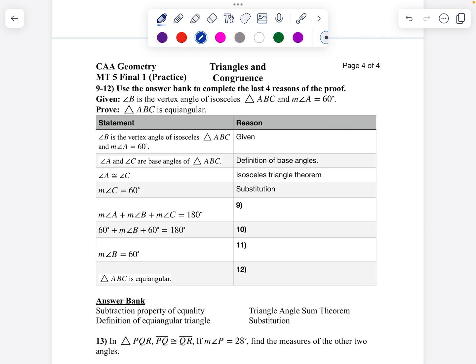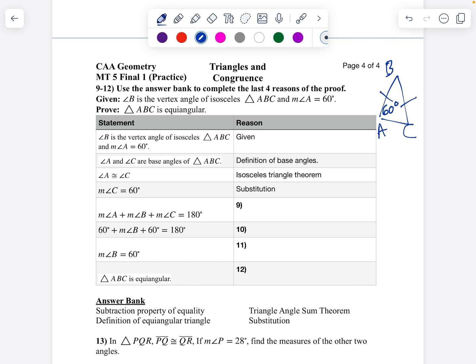We have triangle ABC, so I want to draw this out. A, B, C. And we're told angle B is my vertex angle. So that means I know the two sides around angle B are congruent. And we're told angle A is 60 degrees. Now I'm just going to go through this. I've marked up my givens. So angle B is my vertex angle, and angle A is 60 degrees.